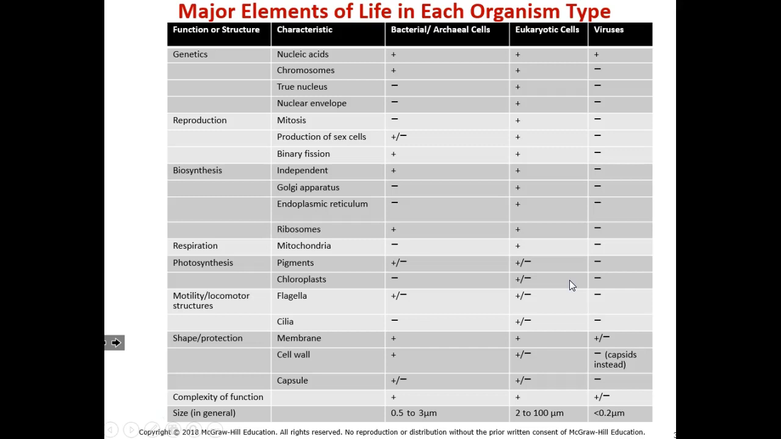All right, major events of life in each organism type. We have genetics, reproduction, biosynthesis, respiration. Respiration occurs, the characteristic is the mitochondria. Photosynthesis involves the pigments and chloroplasts. Motility, locomotor structures. So what are the locomotor structures here? Flagella and cilia. What were the locomotor structures in the prokaryotic cells that we talked about the other day?